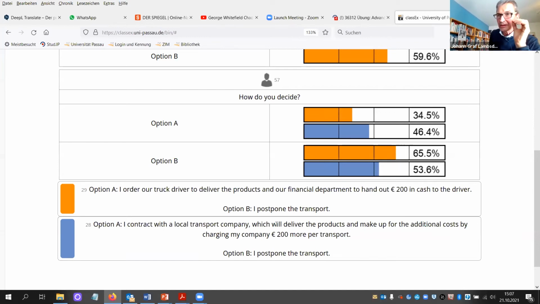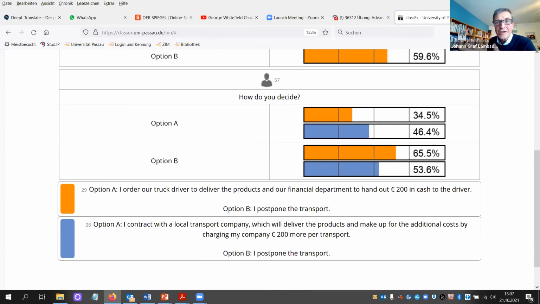Now, the other half of you had a different condition. Here, option A read: I contract with a local transport company which will deliver the products and make up for the additional costs by charging my company 200 euros more per transport. What's the difference? From a moral perspective, this is completely the same thing.